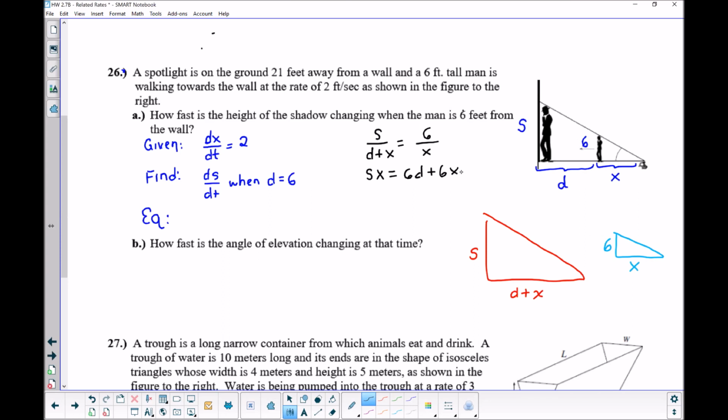Now, as we talk about this problem, notice that I was in no hurry to plug in some value for D and X. I know that D is going to be 6, but I can't plug 6 in for D until I take a derivative, because that would mean that this guy's not walking, right? D has to change, X has to change, S has to change. It's a little scary. We've got a lot more variables going on in this problem, but we'll wait and see what happens.